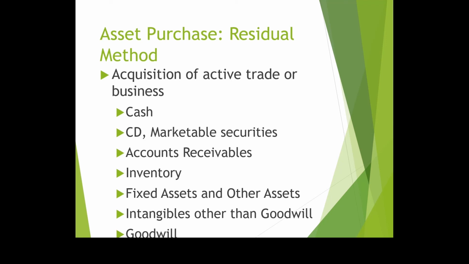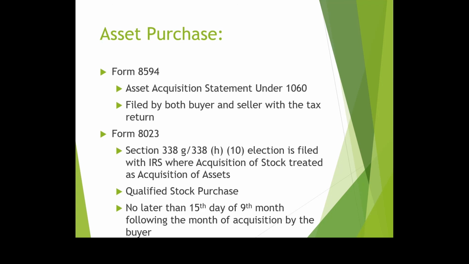Whenever a company buys the assets of another company, they need to classify them into 7 different categories, starting with the very liquid: cash, marketable securities, accounts receivable, inventory, fixed assets, intangibles, and then the remaining last intangible is goodwill. So those are the 7 categories we need to classify whenever it is an asset purchase.